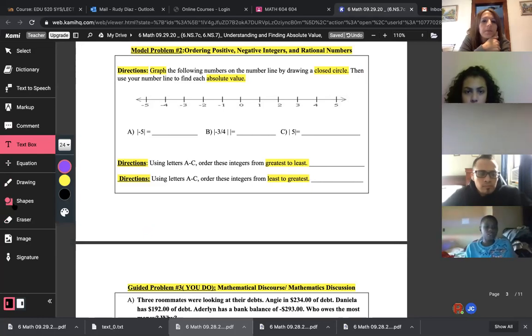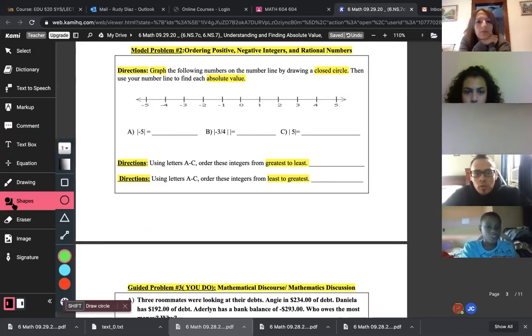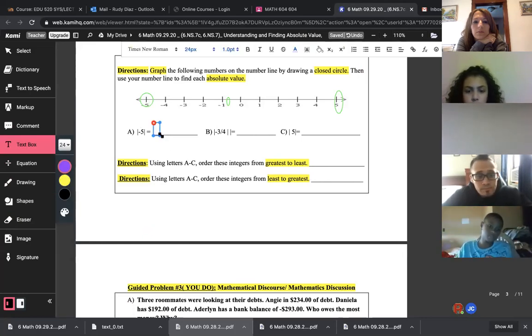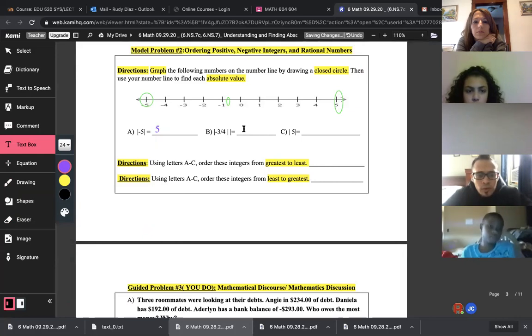Go ahead, Mr. R. Okay, so graph the following numbers on the number line by drawing the closed circles, then use the number line to find each absolute value. Reminiscence. We have the absolute value of -5, the absolute value of 3/4, which we'll talk about in a minute. It's usually right about here. And then 5, which is right here. Now, Reminiscence, what's the absolute value of -5? 5. Perfect.